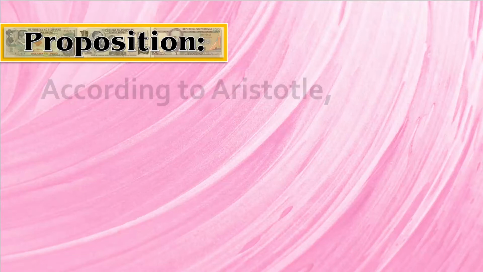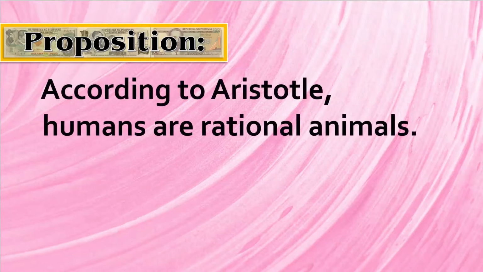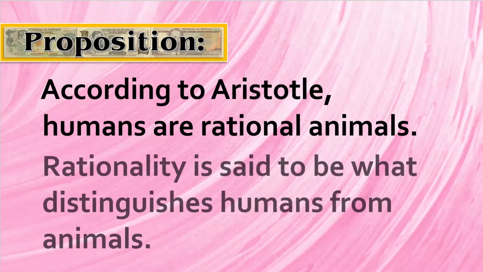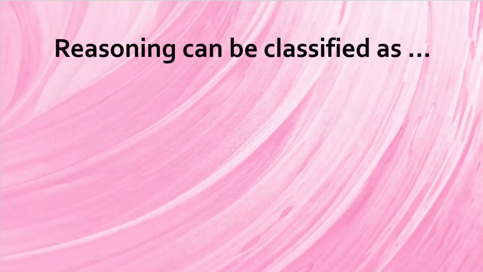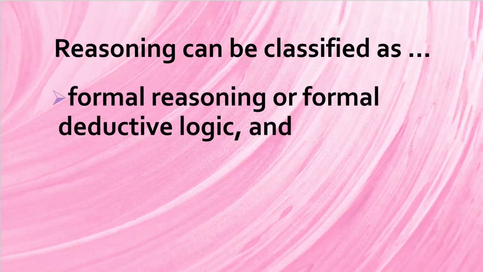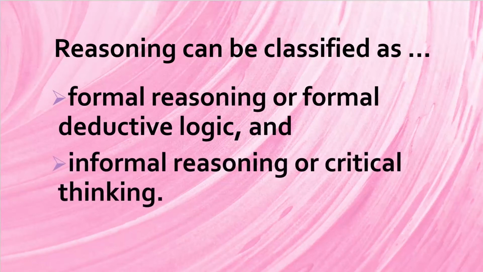With that, let us proceed to our lesson proper. Our lesson for tonight is all about proposition. According to Aristotle, humans are rational animals. Rationality is said to be what distinguishes humans from animals. Reasoning can be classified as formal reasoning or formal deductive logic, and informal reasoning or critical thinking.